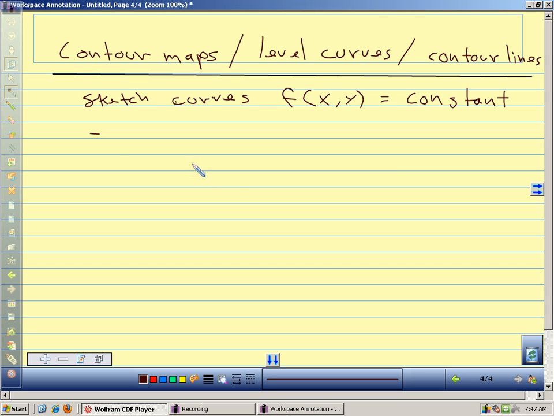You know where the potential is constant. And the way that a contour map, the level curves, or the contour lines help us is if the contour lines are far apart, it means that the function value is changing slowly.